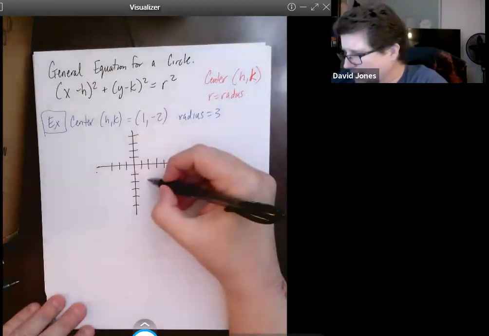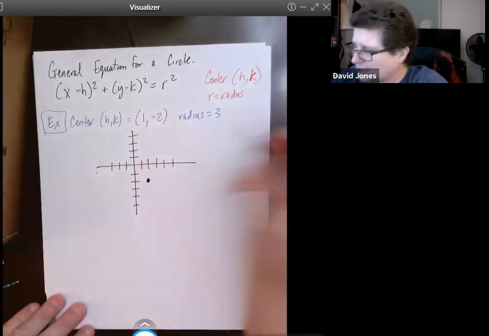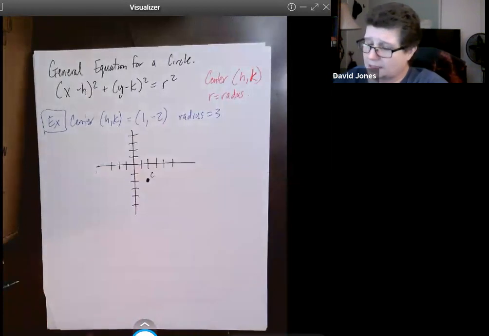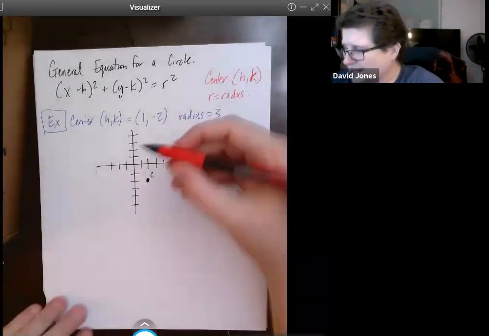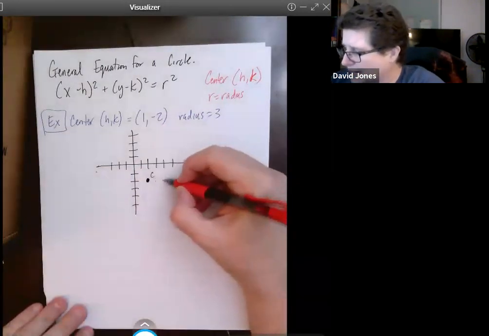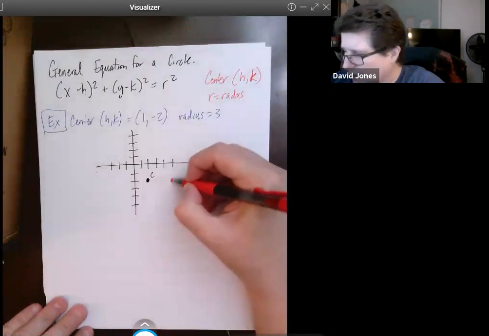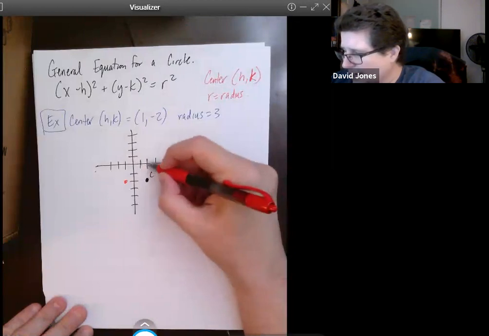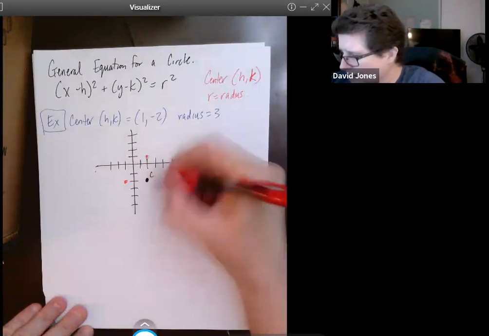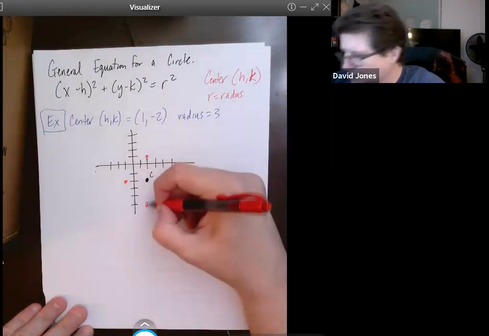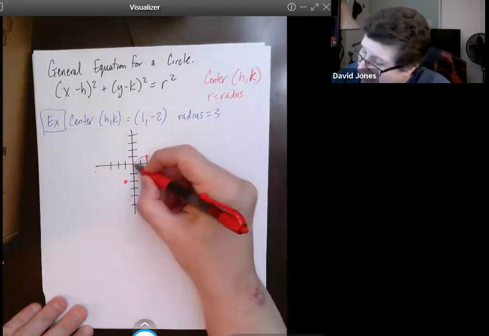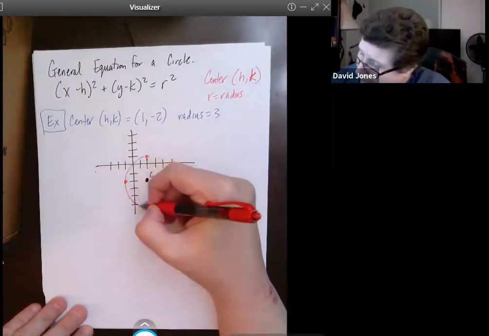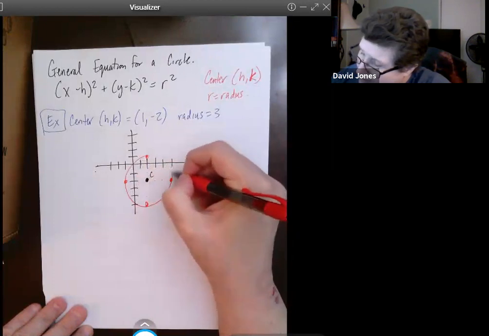So 1, -2 is right there. That's my center. And the radius is 3. The easiest way is just go 3 right, 3 left, 3 up, 3 down, and connect the dots, making a circle.